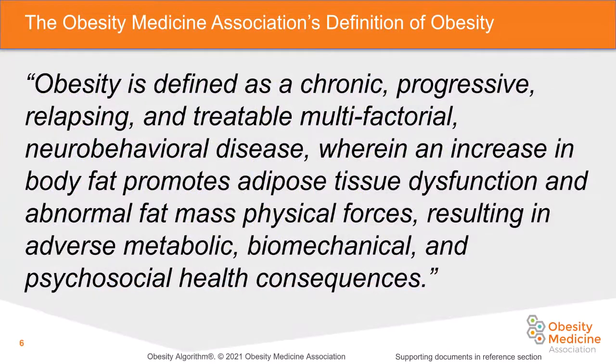All right, so how do we define obesity? Well, I think most of us understand that obesity truly is a disease. And so the Obesity Medicine Association defines obesity as a chronic, progressive, relapsing, and treatable multifactorial neurobehavioral disease, wherein an increase in body fat promotes adipose tissue dysfunction and abnormal fat mass physical forces, resulting in adverse metabolic, biomechanical, and psychosocial health consequences. That definition took us probably around 3 to 4 weeks and multiple revisions, but that's where we are today.